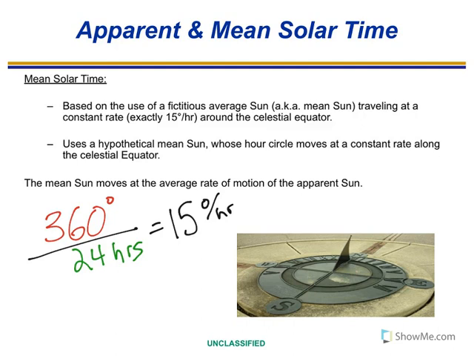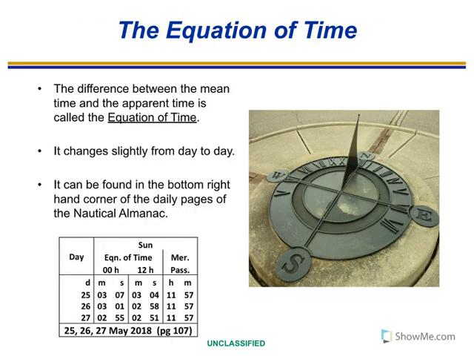So you have apparent sun, that's the sun in the sky, what it's actually doing, and then you have the mean solar sun, which is the average sun. We just made the math easier, and that mean sun is 15 degrees per hour. The equation of time is the difference between the mean sun and the apparent sun. So mean time versus apparent time. And it only changes slightly day to day.